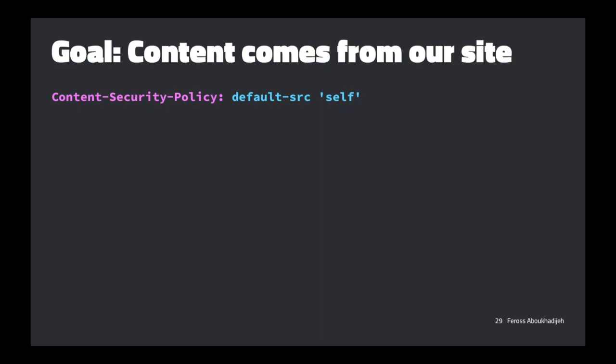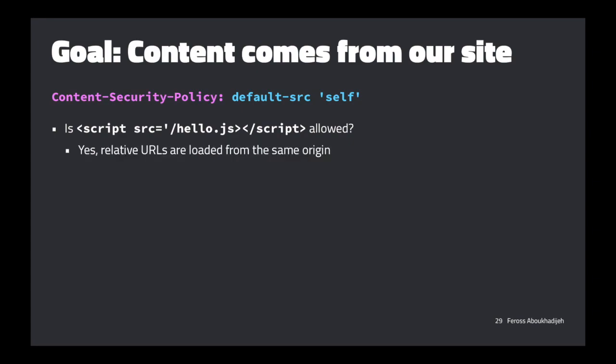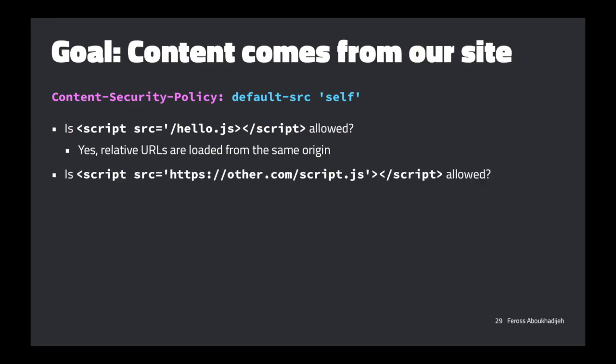Okay. So let's test our understanding really quick. If this HTML appeared in a page where that was the header that was sent back on that page, would this be allowed? Yeah, it would be, right? Because this is just loading a JavaScript file from the same site. Relative URLs will load this file from the same origin, so we're fine. Would this be allowed? Obviously not. It's a different site, right? Different origin.